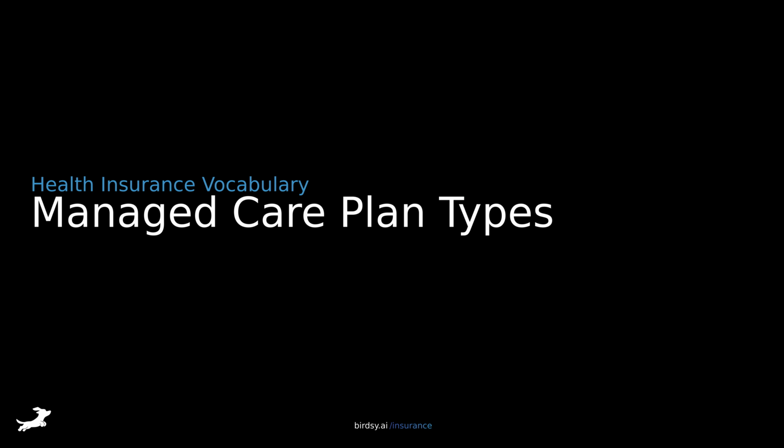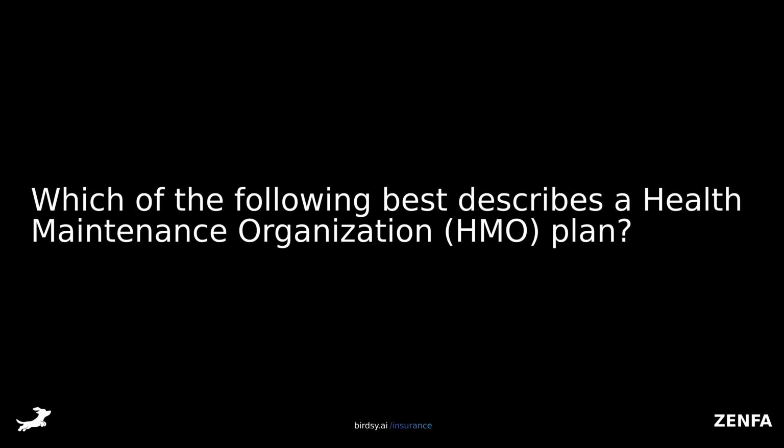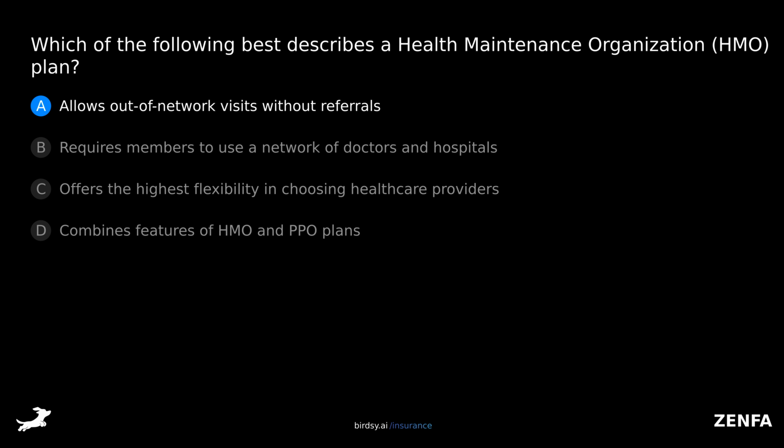Managed care plan types. Which of the following best describes a health maintenance organization plan? Is it A, allows out-of-network visits without referrals? B, requires members to use a network of doctors and hospitals? C, offers the highest flexibility in choosing healthcare providers? Or D, combines features of HMO and PPO plans? The answer is B, requires members to use a network of doctors and hospitals.